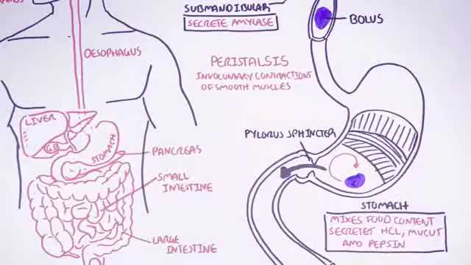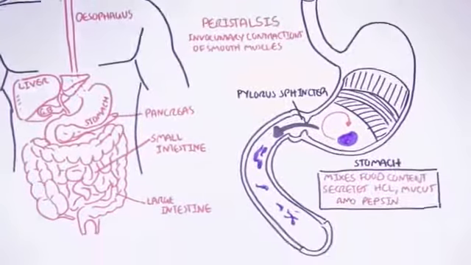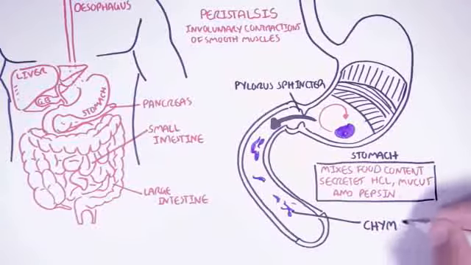The pylorus sphincter is the barrier between the stomach and the small intestine. During digestion, the pylorus sphincter opens in phases, allowing the liquefied food, now referred to as chyme, to enter the small intestine. Now, chyme is the term used to describe a semi-fluid mass of partially digested food. So essentially, before the stomach, the food was referred to as bolus. After the stomach, it is chyme.